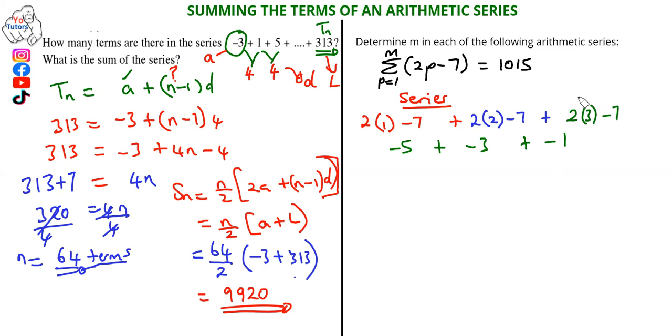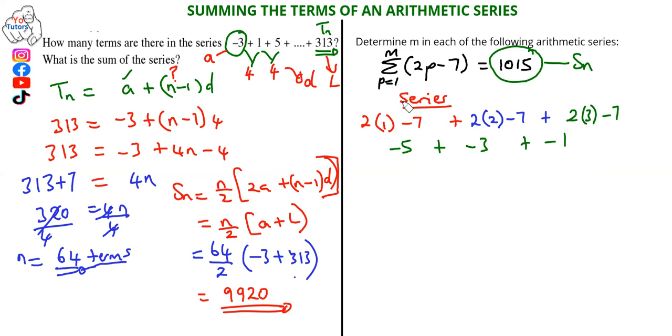We are having negative 5, negative 3, and negative 1. We are adding as we go on like that. But we can now simply get our... so here, what are we given here? What we are given here is our Sn. This is our Sn that we are given, because this represents the sum. So if we add all these sums, we will get our Sn, which is 1015.